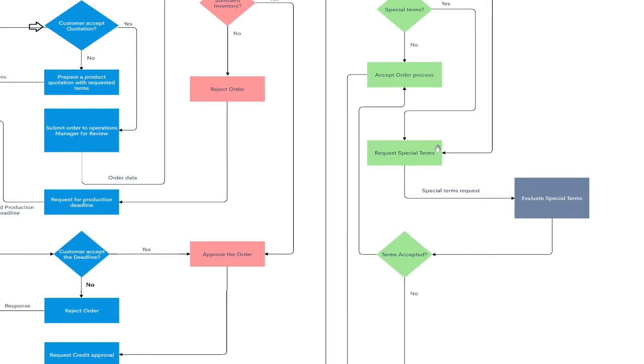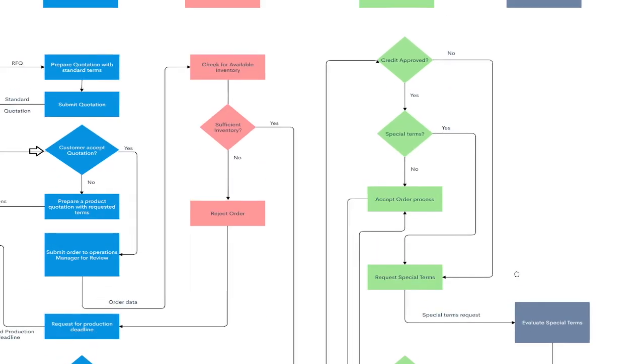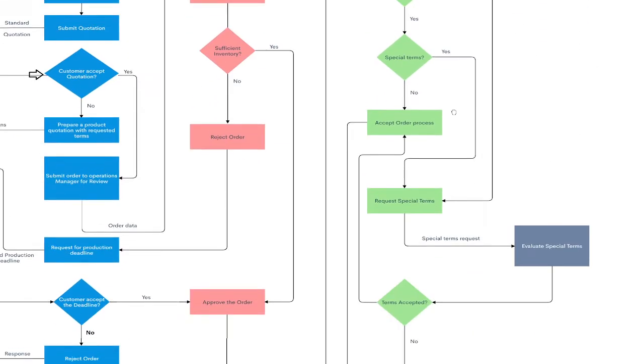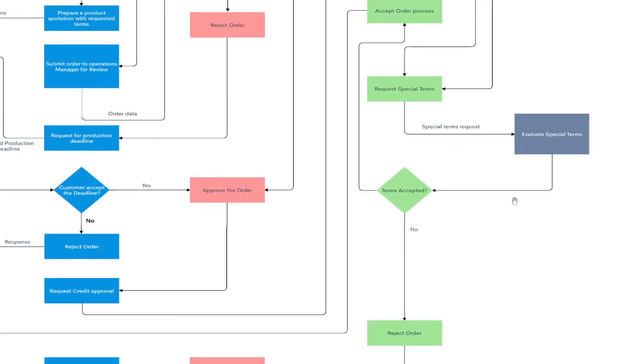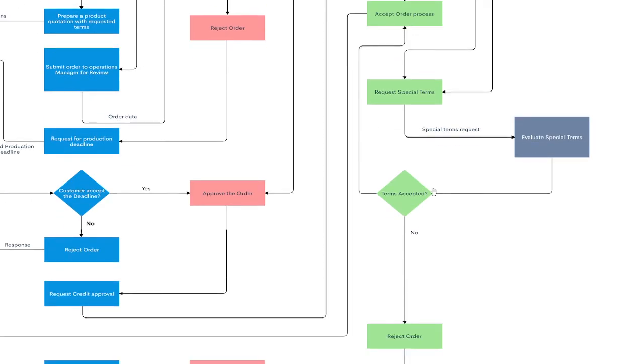But if yes, the special terms request will be sent to the marketing department, for them to evaluate the special terms requested by the customer, because the marketing department are the experts in handling the demands, the markets, and the prices, so that the company or plant will not lose money. So after evaluating the special terms, it will be sent back to finance to ask if it is accepted.